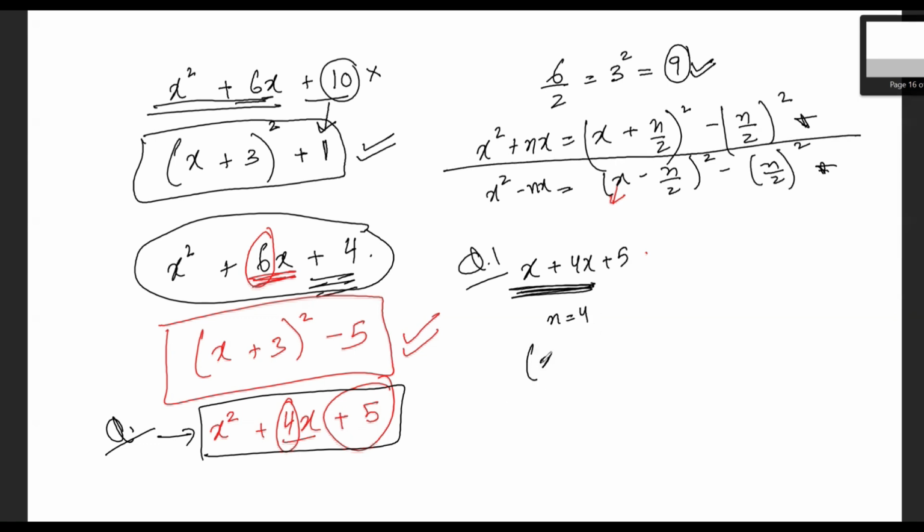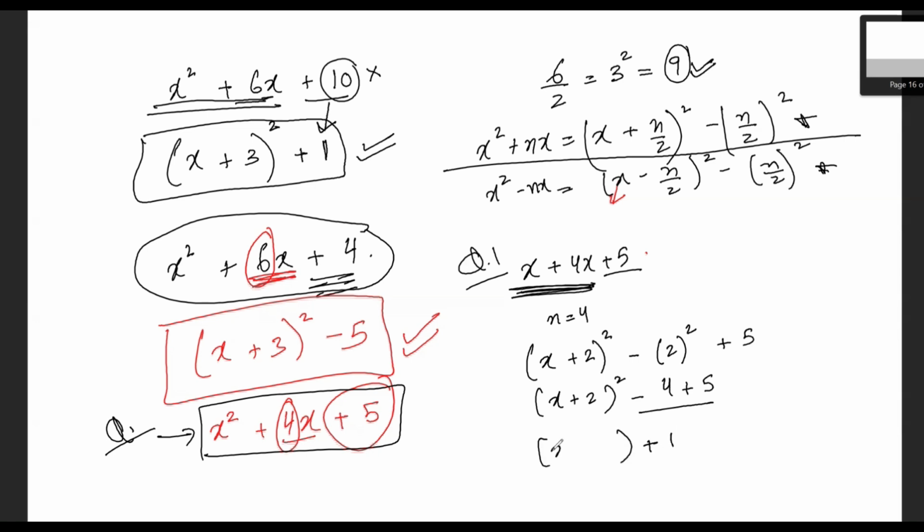We apply the formula: x plus 4 over 2. 4 over 2 is 2, right? So x plus 2 square minus 4 over 2 square, 2 square, right? Plus 5 as it is. Minus 4 plus 5. Minus 4 plus 5 is plus 1, one, right? Did we get the same answer as by the box method?